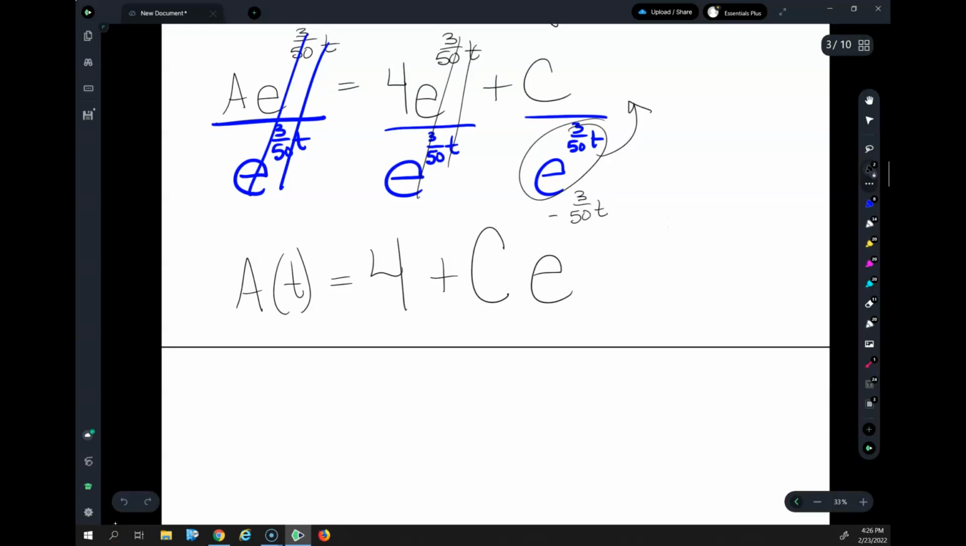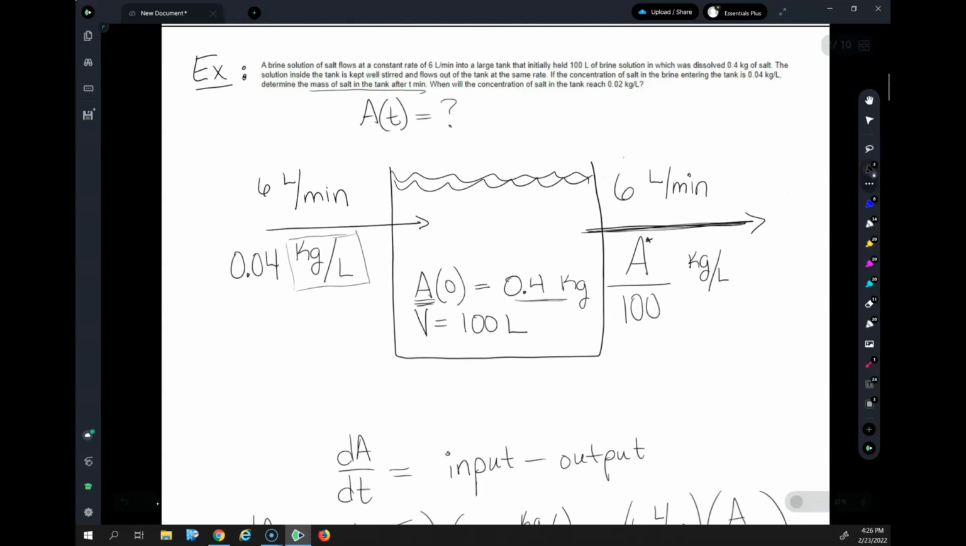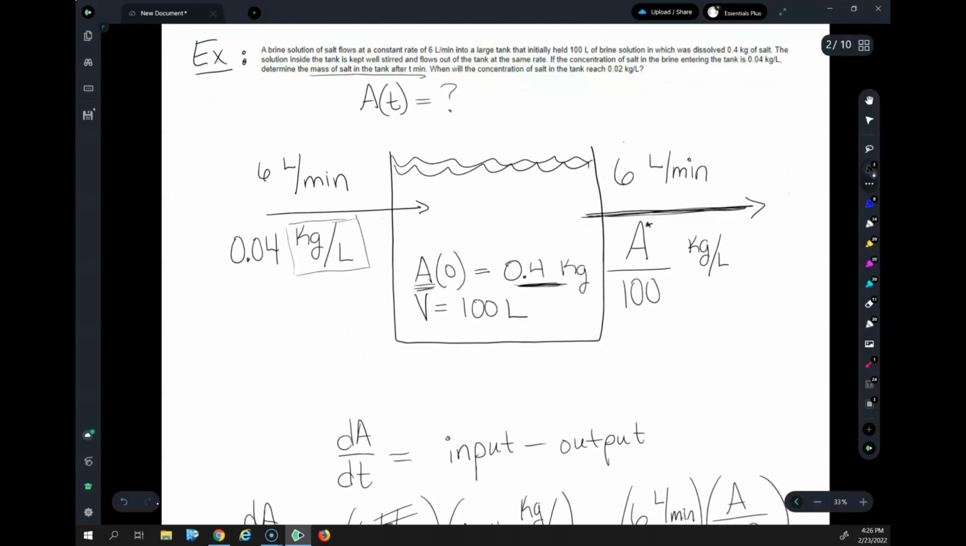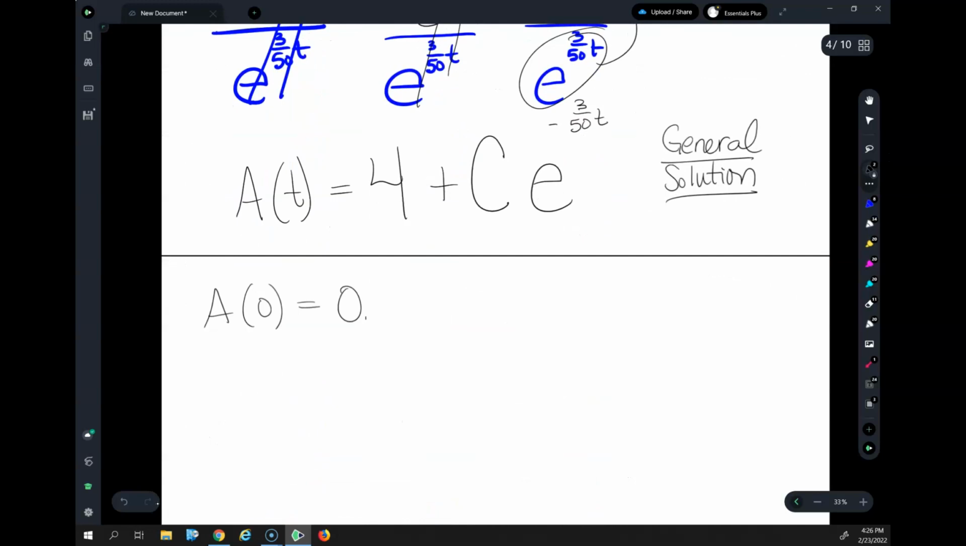And there have been plenty of problems up to this point where finding this general solution is all we needed to do. But we have an initial condition, so we can go past the general solution and find a particular solution. We were told at the start of this problem there were 4/10 of a kilogram of salt dissolved in the tank. So at time 0, there should be 4/10 of a kilogram of salt. We can use that information to plug into our general solution.